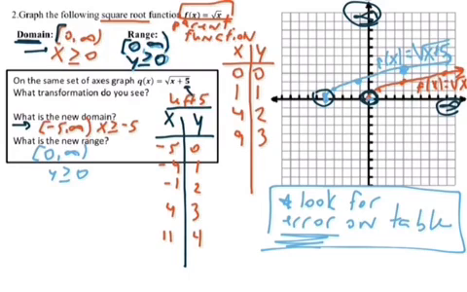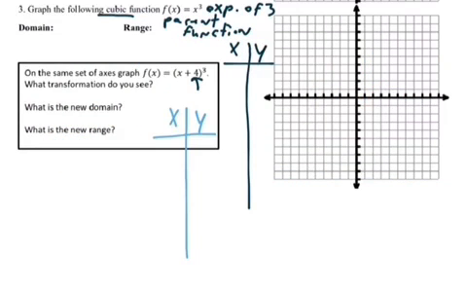Question number 2, they're asking you to graph a cubic function, meaning that there's an exponent of 3. f of x equals x to the third power is going to be the parent function. The first thing, again, that you need to do is make a table of values. Your table for a cubic, when you write it out, you're going to notice that you have your same y values, but they're going to be negations of each other.